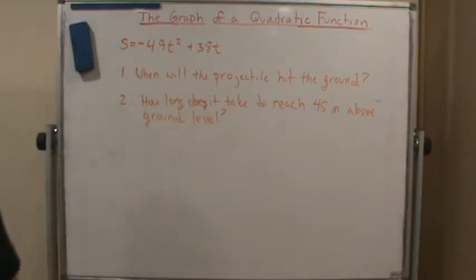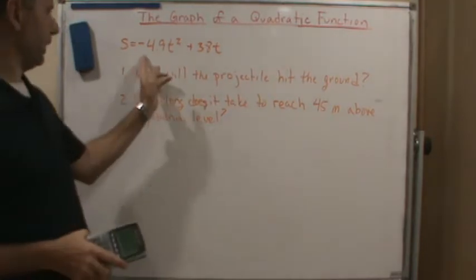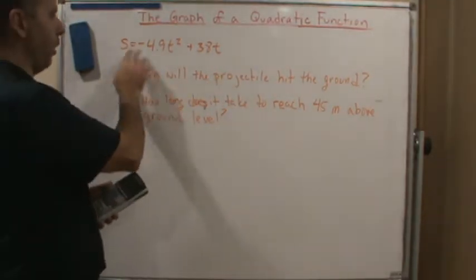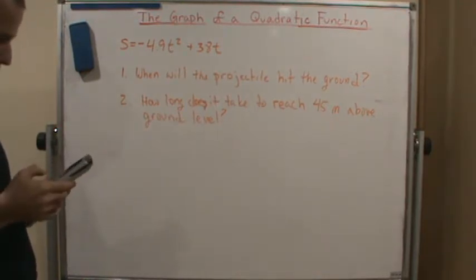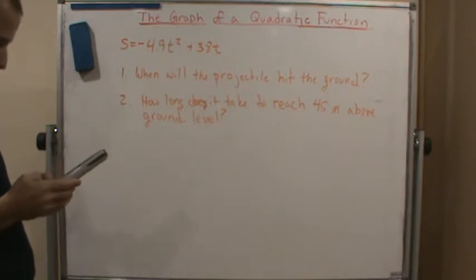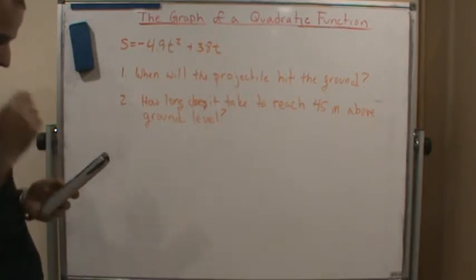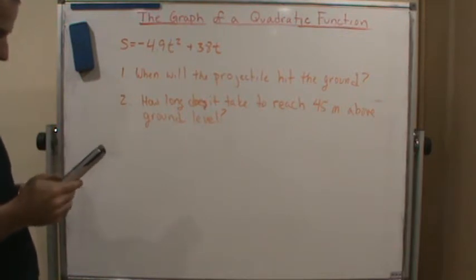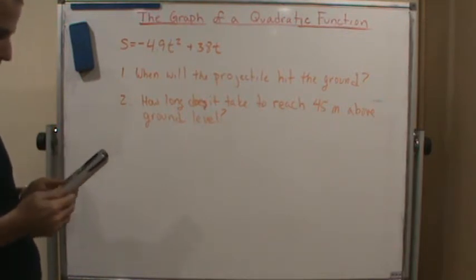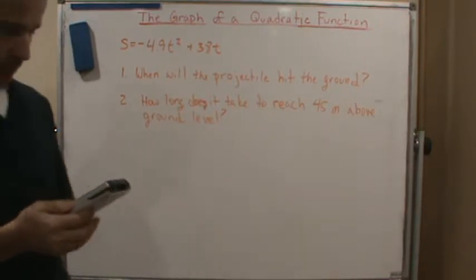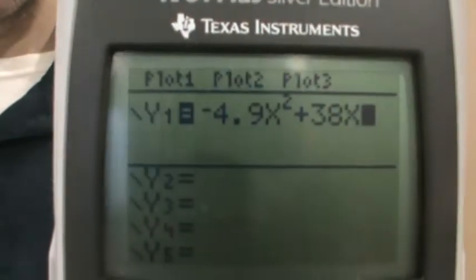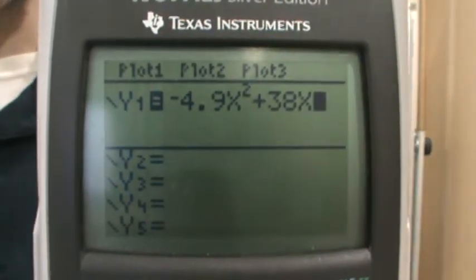So the first thing we need to do is put this in the calculator. It's already in standard form, so I can say y1 equals this thing. I'm going to go to y equals and plug in negative 4.9 t squared, but in this case I'm just going to use x. So x squared plus 38x. This is what you should have in the calculator.